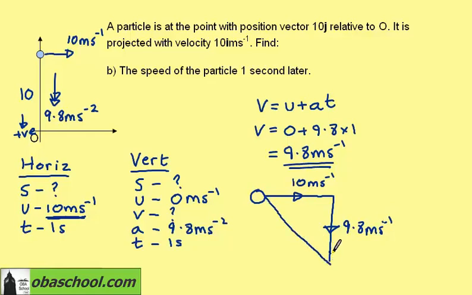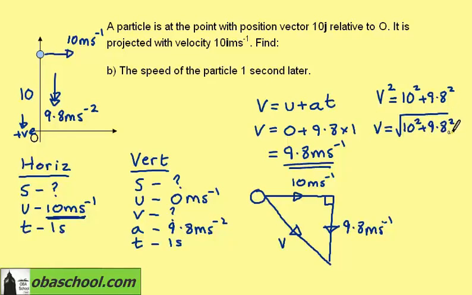The speed of the particle will be v. We can use Pythagoras' theorem. So v squared is going to be 10 squared plus 9.8 squared, and v will therefore be the square root of 10 squared plus 9.8 squared. And this comes to 14.0 meters per second, correct to 3 significant figures.